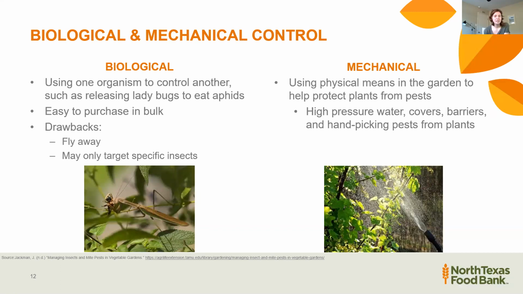Okay, so biological and mechanical controls. Biological, we've already talked about. This is where you have bugs prey on other bugs. And there are a few drawbacks to this. Of course, if you go online or go to a store and bulk buy ladybugs, it's not guaranteed that whenever you release them in your garden that they're going to stay.